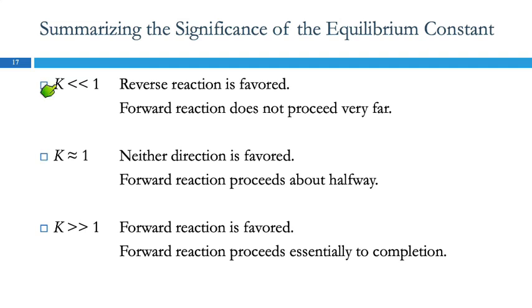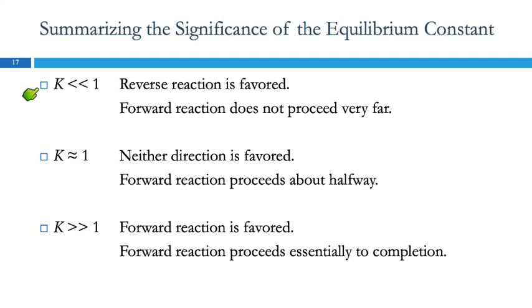So if K is very small, the reverse reaction is favored. If K is very big, the forward reaction is favored. If K is close to 1, then we have that situation where it's about halfway, and the concentrations of reactants and products may be similar to each other.